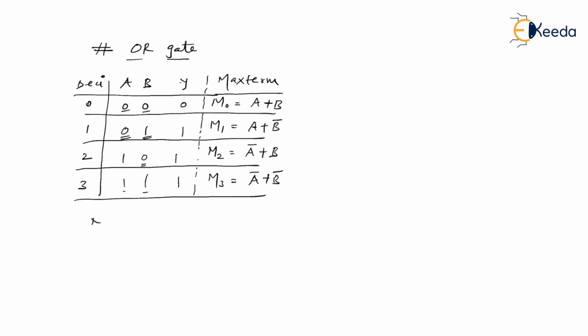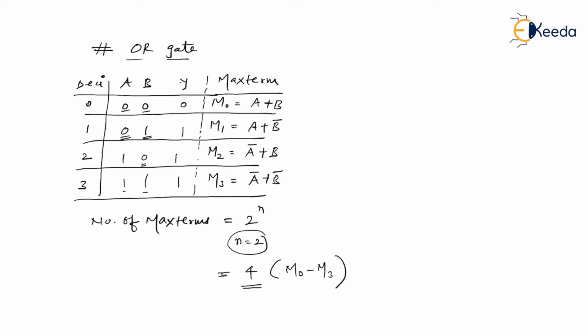And here also you can observe, the number of maxterms is always equal to 2 raised to n, where n stands for number of input variables. In this case, that is OR gate, number of inputs are equal to how much? It is 2. Therefore, the number of maxterms that you could see is 4. That is from M0 to M3.